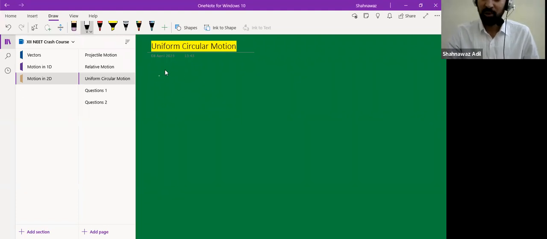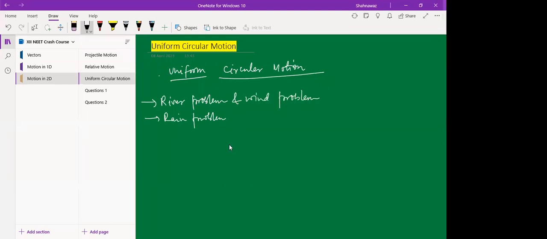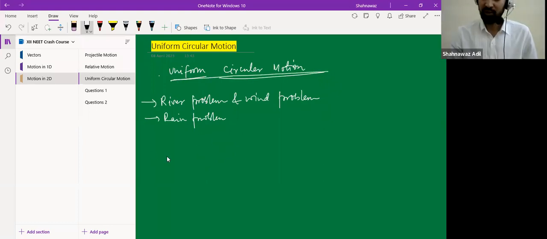So the next topic is uniform circular motion, right? We understood about what? The river problem, the rain problem, and the wind problem. Okay. Now uniform circular motion.